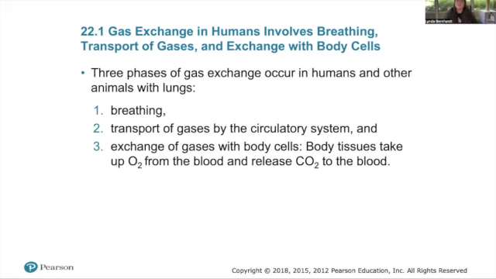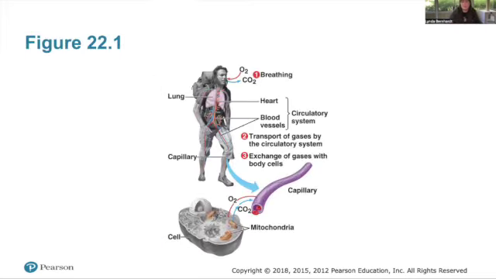So, 3 phases. Breathing, there you go. Transport by the circulatory system. That means when you breathe in, you take in the oxygen. It's then going to get into your blood. So then the circulatory system is moving the blood around your body to distribute the oxygen. And then the exchange of gases within the body cells. This is where your body tissues are going to take up the oxygen from the blood, and then let out the carbon dioxide into the blood. I was about to say clean blood and dirty blood, but we haven't gotten there yet. I don't know if you ever heard that phrase, so it's coming, just so you know.